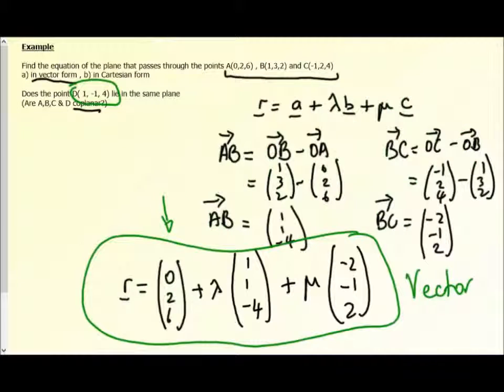Right, let's remind ourselves of what we're asked for in the question. So we've got the vector form, we've got the Cartesian form. What we're asked to do now is to see whether the point (1, -1, 4) lies in that plane. So we've created a plane that's got the points A, B and C in. Does D lie on that plane or not? Or another way of asking that is, are A, B, C and D coplanar?